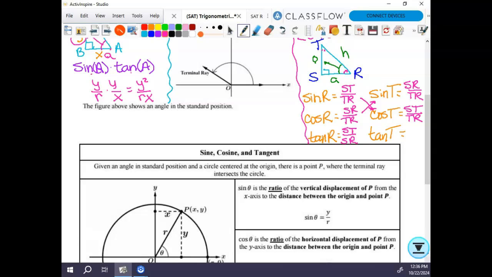But then tangent, it's opposite over adjacent. So when you change angles, these are the two things that switch places, right? So since this is opposite over adjacent, if they flip places, this has to be adjacent over opposite. So this is SR over ST, which would also be cotangent. So basically the tangent of one is the cotangent of the other, that sort of thing. What questions you got? We good?